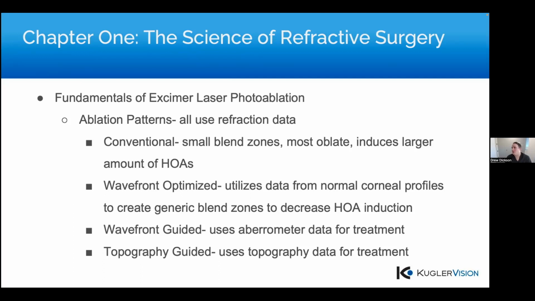So conventional laser, what was initially used, has small blend zones. Blend zones, unlike optical zones, don't do anything related to the prescription.